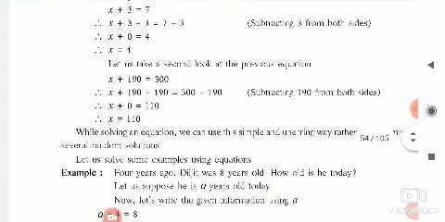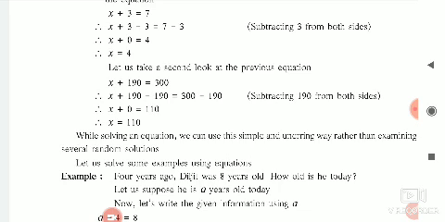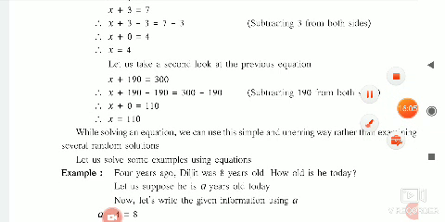Okay, so in this way, in the first example, 110 and 140 something were given upside. Instead of that, if we follow this method we will get the answer very easily.